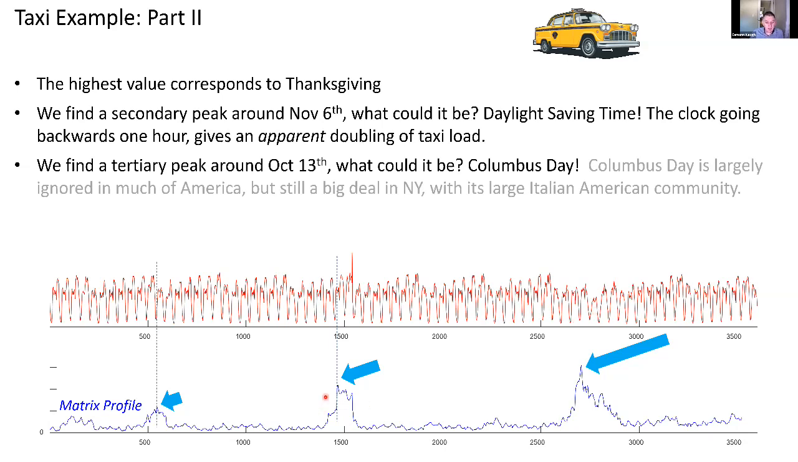The next highest peak here doesn't correspond to an American holiday, so that confused me at first, but then I realized what the issue was. This spike here actually is a formatting error. This is daylight saving time, and 2 hours of data were compressed into 1 hour in the spreadsheet, making it look like there's a big burst of taxi activity, which there really wasn't. So I found a second anomaly here.